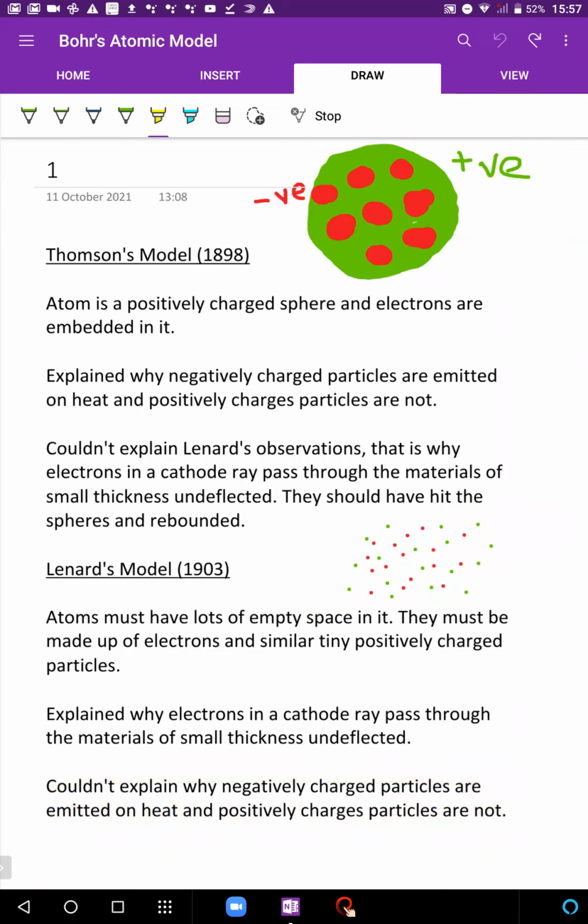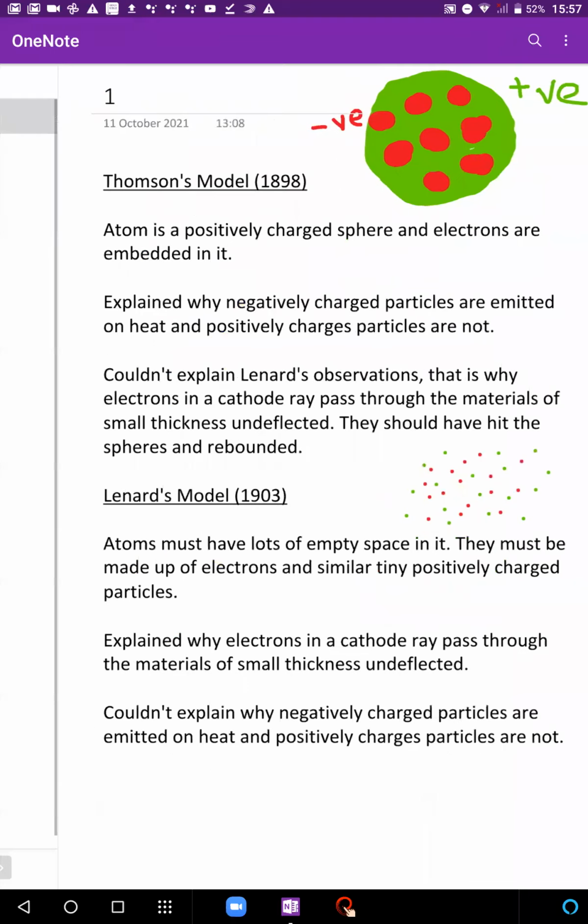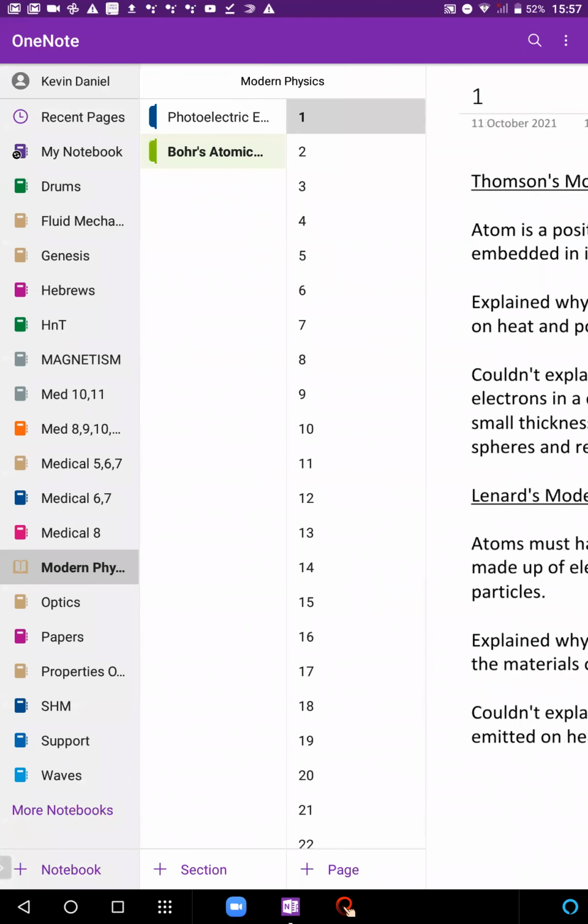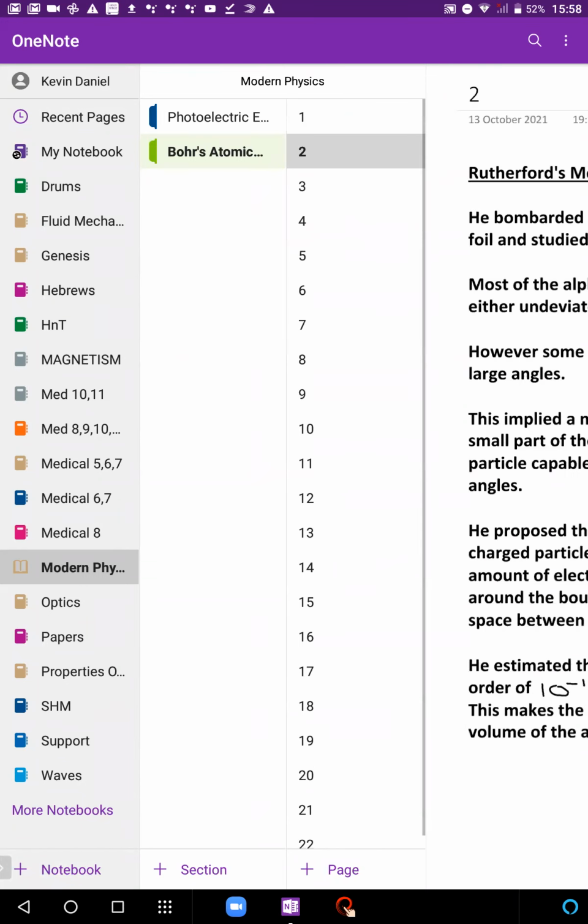His model, just giving you a timeline, was 5 years after Thompson's model. If you guys have any doubts, anything you want to raise, please feel free to ask. These two models were just, in a way, for your information.